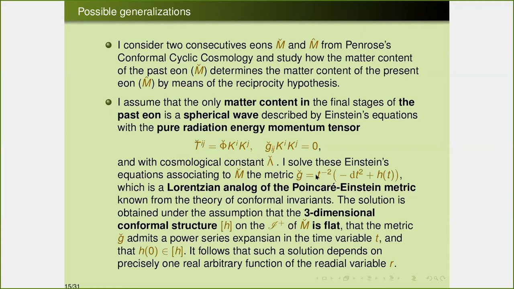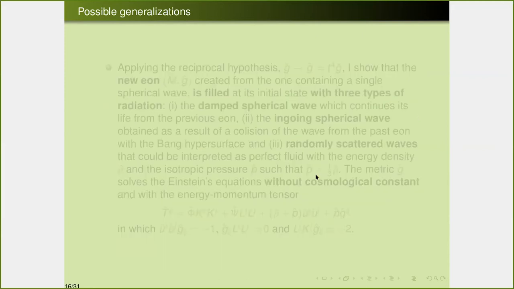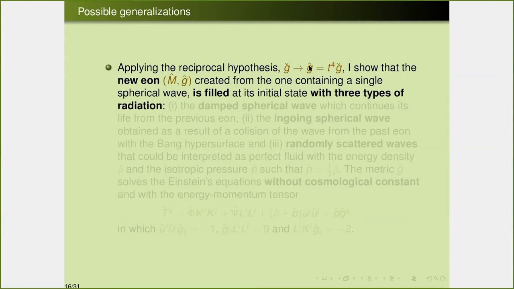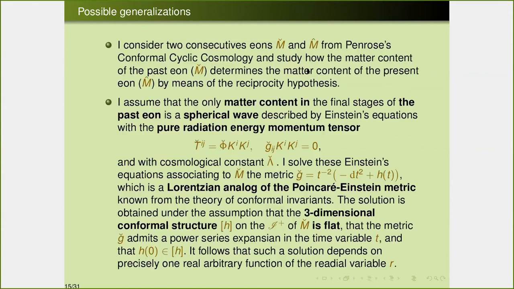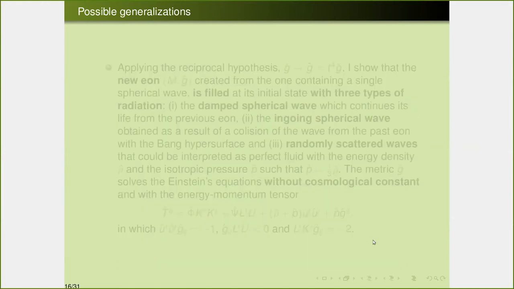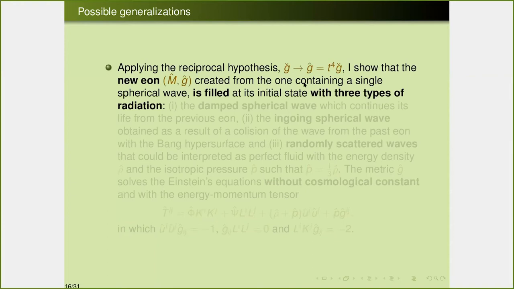So I consider this thing as a conformal scale. And now I apply this reciprocal thing that I define, this G hat. And now I have nothing to do, because now I have this metric defined, because the previous one was totally determined modulo this one free function. And now I have this other metric obtained by this reciprocal hypothesis. And the only thing I can do is check what energy momentum tensor this has.